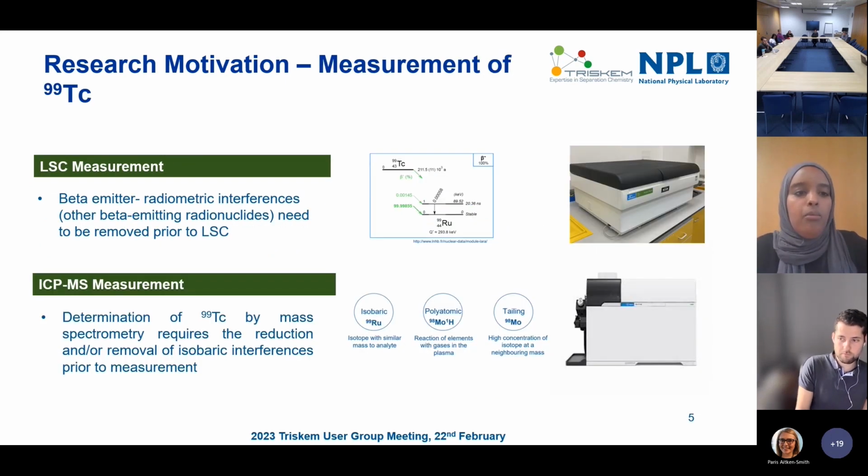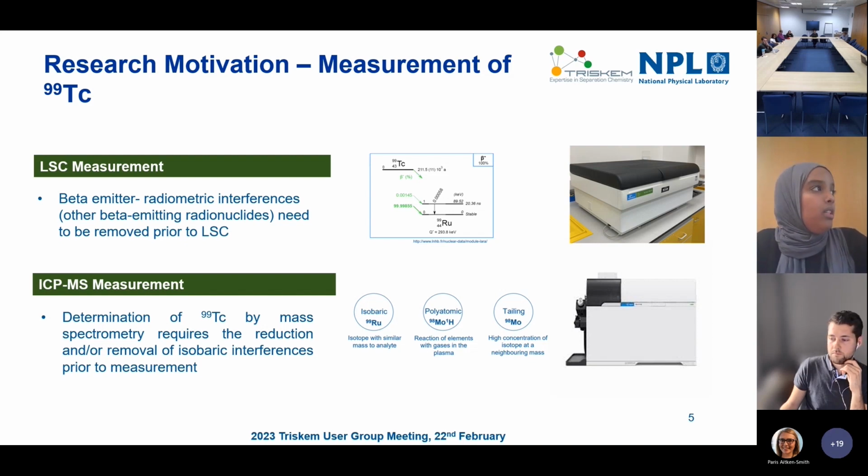So following on from this, what are the challenges associated with measuring technetium? You have two approaches for measuring technetium-99. You can use liquid scintillation counting and also mass spec, most commonly tandem ICP-MS. However, for both measurement techniques, some removal of interferences is required. In the case of LSC, you need some way of removing the beta-emitting interferences that may be present in your sample. And for mass spec, if you're looking to measure technetium-99 by mass, then you also have interferences that are in the way.